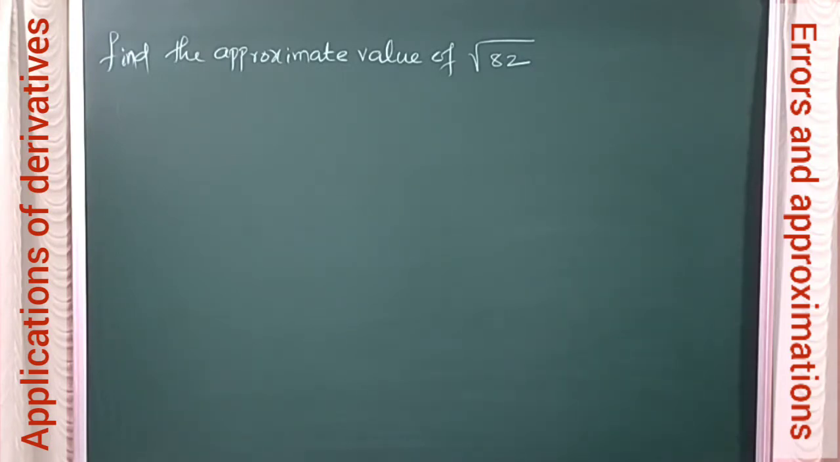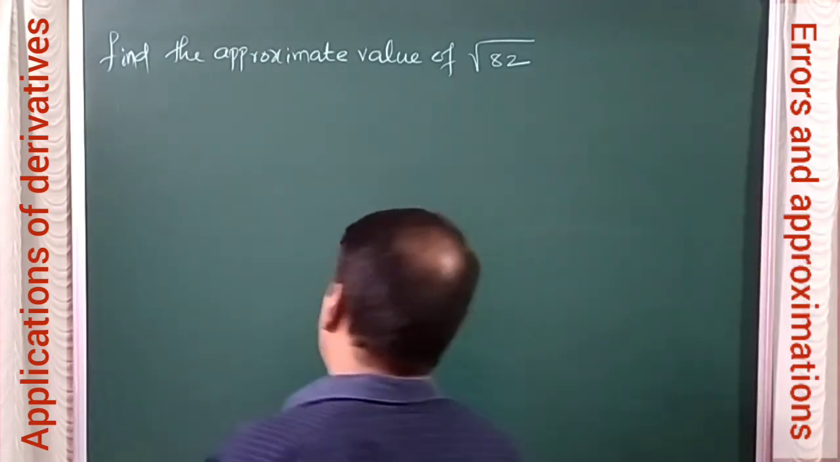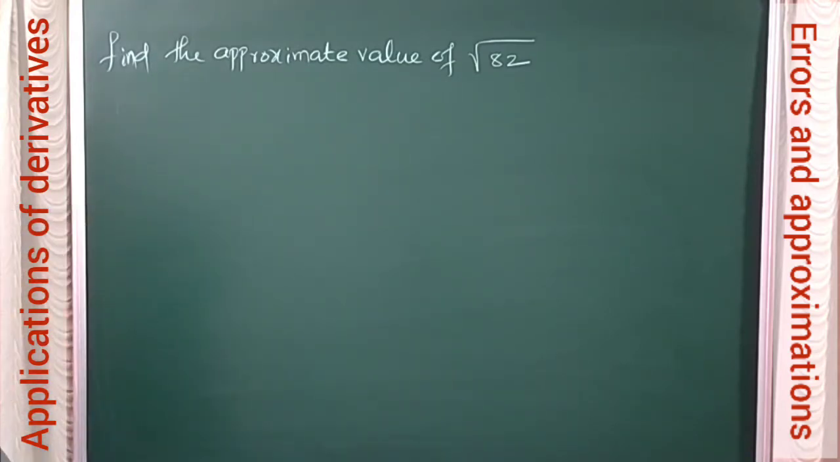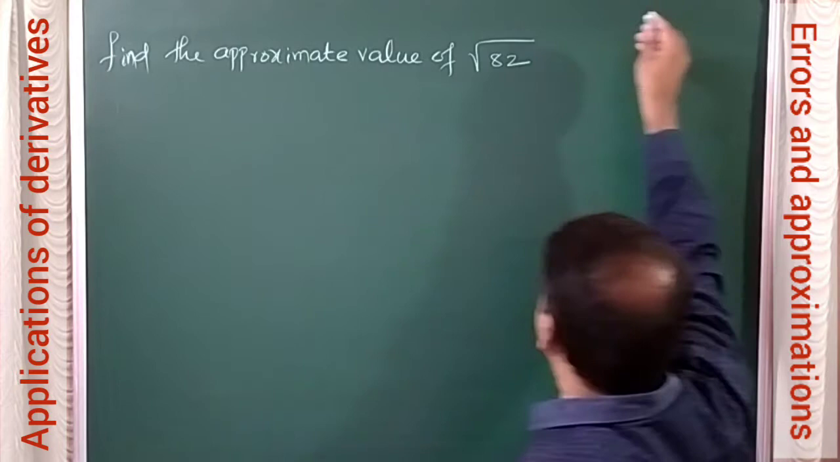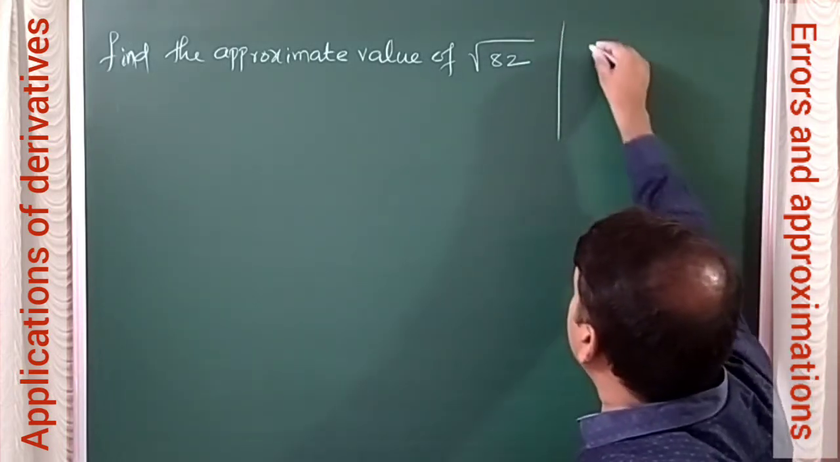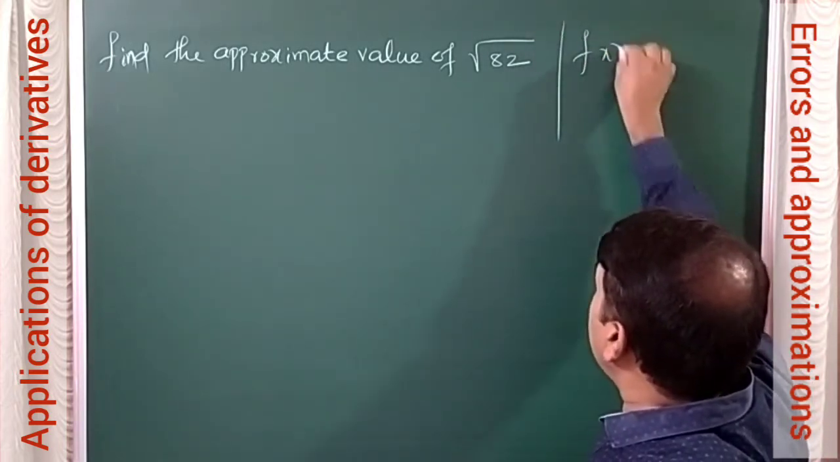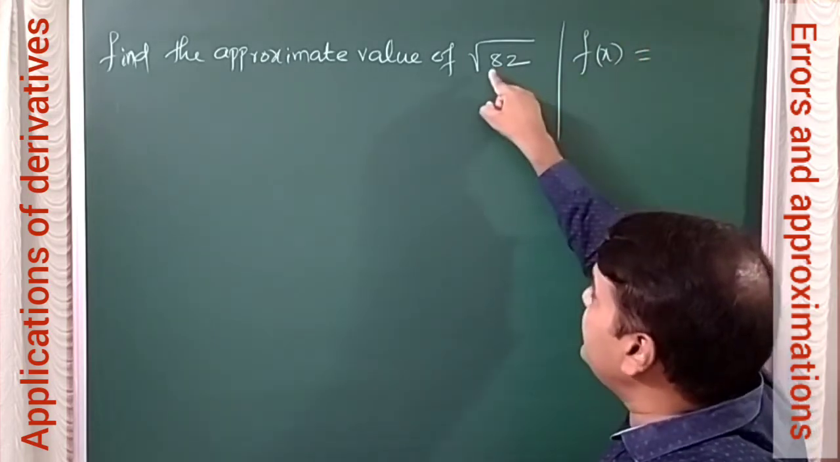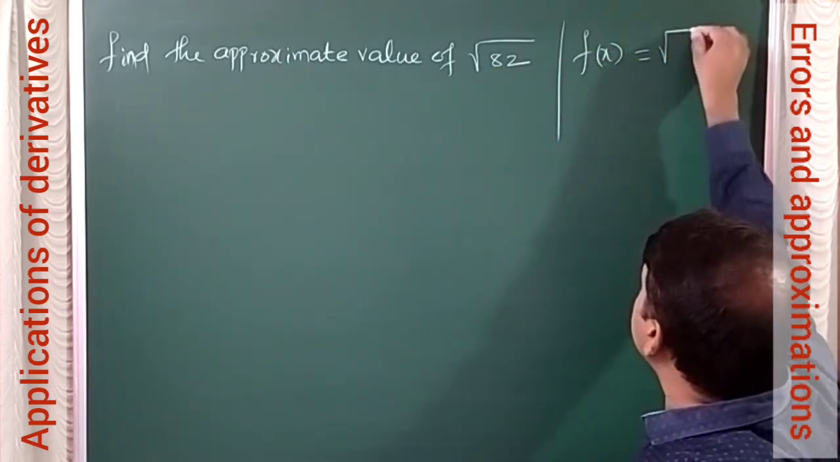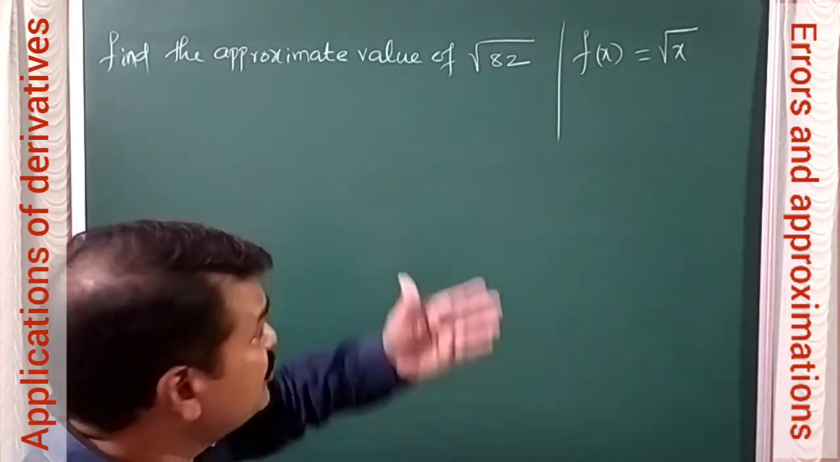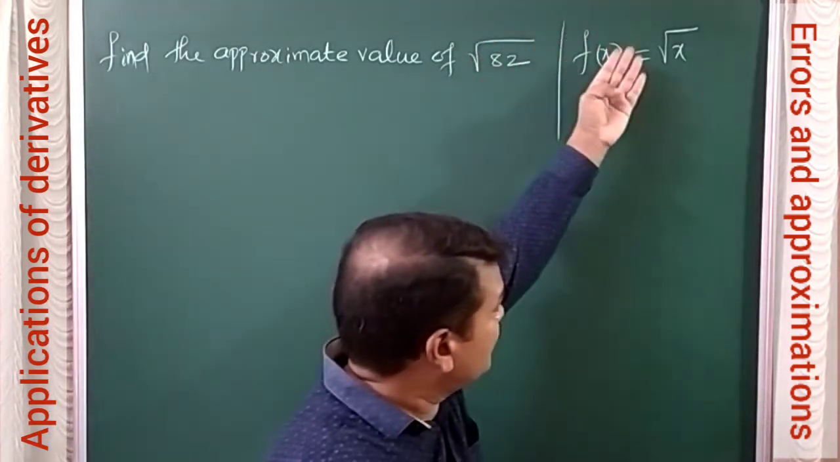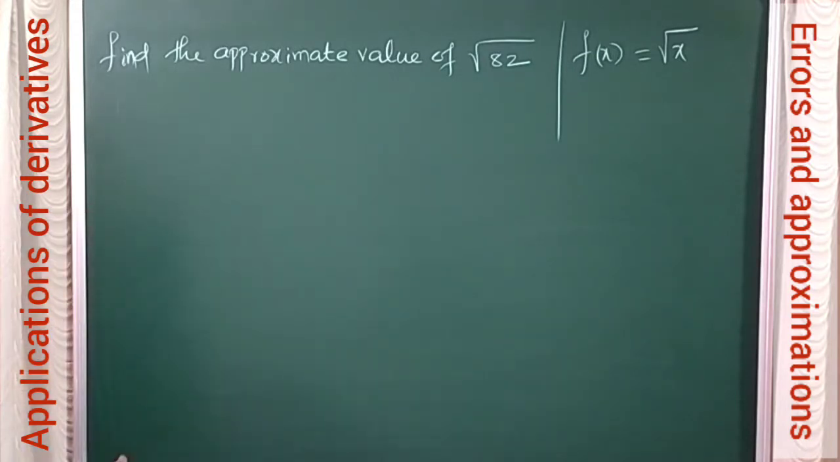Now find the approximate value of square root of 82. So to find the approximate value of the square root of 82, I will choose f of x corresponding to this function as root x. Because root 82 you have to find correspondingly. I will take f of x as root x. Let us take that function like this.